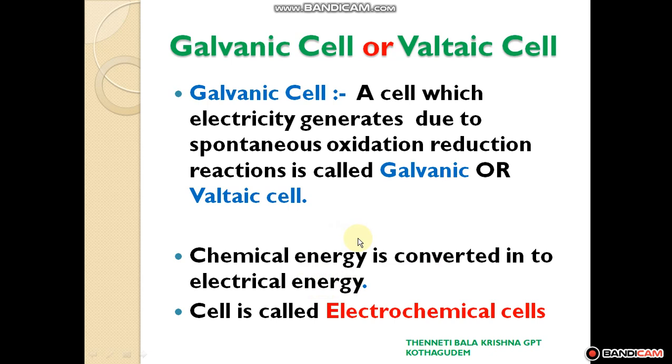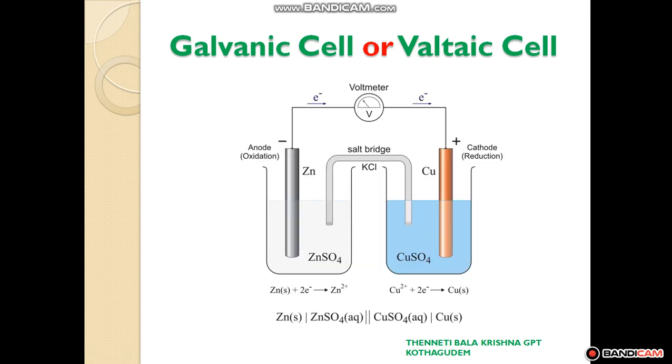So which cell converts the chemical energy into electrical energy? That cell is called an electrochemical cell. So this cell is called a galvanic cell or voltaic cell or electrochemical cell. The cell which generates electricity by the spontaneous oxidation reduction reaction is called a galvanic cell. That means this cell generates electricity. This is the diagram representation.